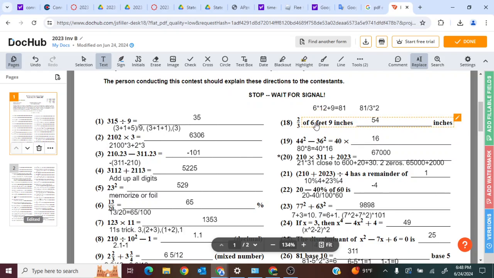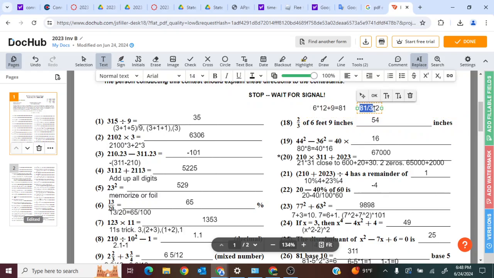Okay, 2/3 of 6 feet, 9 inches is how many inches? Convert this to inches. 6 times 12 plus 9 is 81. And then multiply by 2/3. 81 over 3 is 27 times 2 is 54.